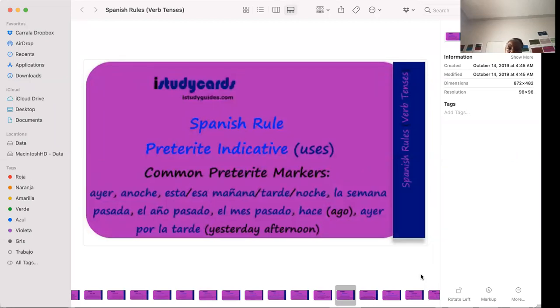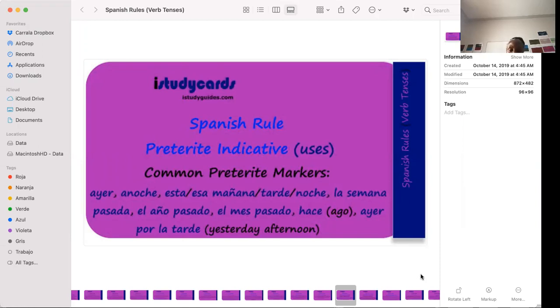So we did the present indicative and all their different meanings in Spanish and English. The preterite, the present progressive, all the different meanings. And now we're going to do the preterit. In English, you don't normally say preterit, the pretérito en español. You normally say simple past tense or simple past indicative if you want.